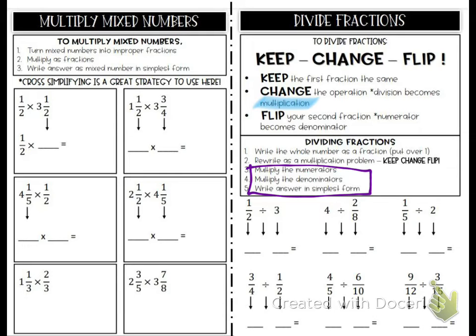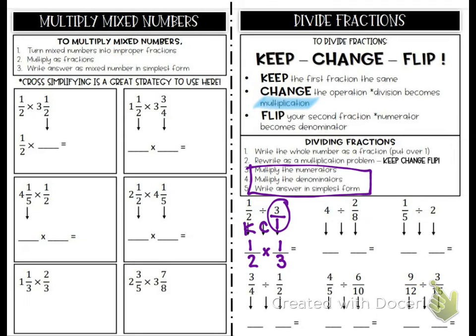1/2 divided by 3. We know that we have to make sure that we turn a whole number into a fraction. So I put 3 over 1. I'm going to go ahead and keep, change, flip. So keep the first one, 1 over 2. The dividing sign will change to a multiplication sign. And then 3 over 1 is going to flip, which means it will be 1 over 3.